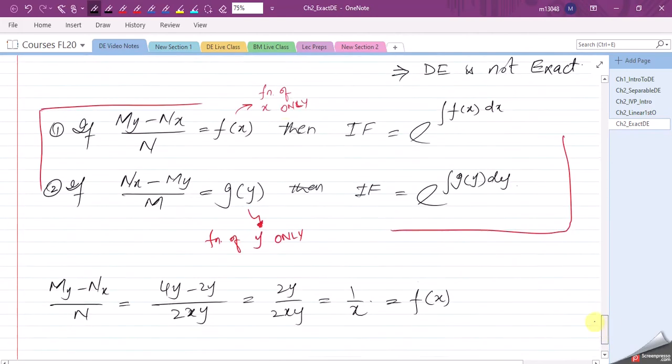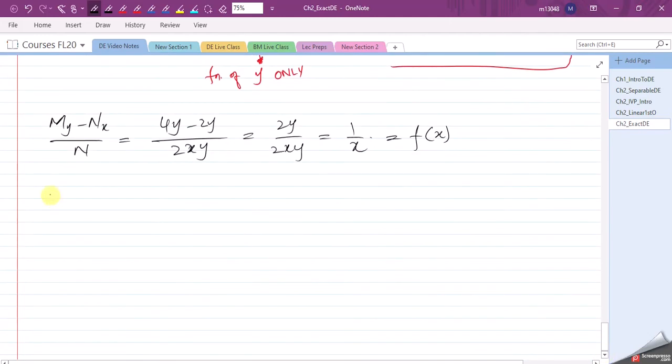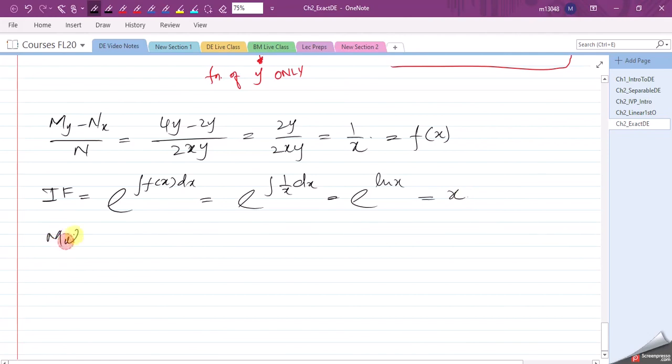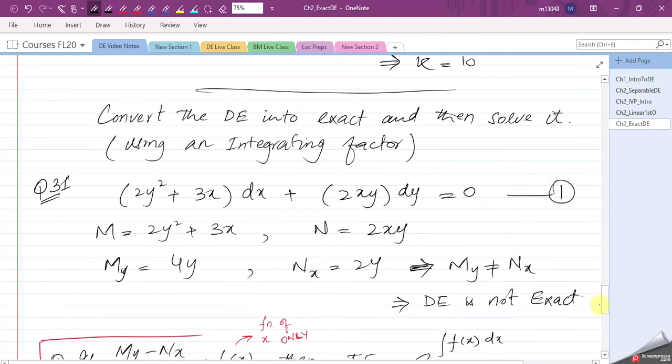So our first formula worked. It means our if equals e power integral f of x dx, e power integral 1 over x dx, e power log of x. Now there is no constant here, so we can cancel e and log and we get x. Our next step is multiply. I'll number the equation so that we are not confused later. Let's number this one.